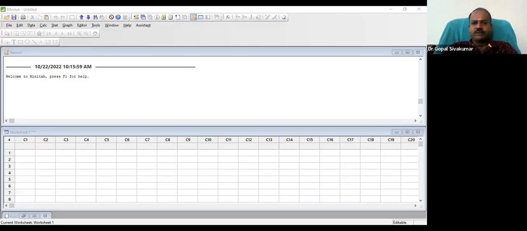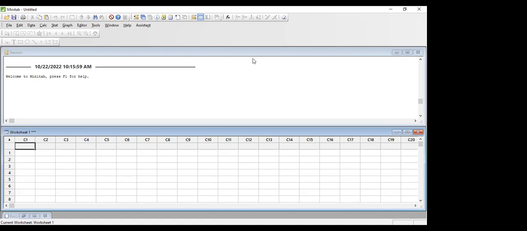So I'm just sharing my MINITAB screen. Please confirm whether my MINITAB screen is visible to all of you. Visible, sir. Very good. So yes, done.